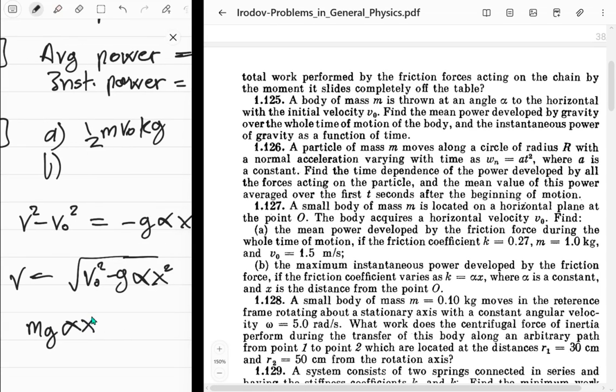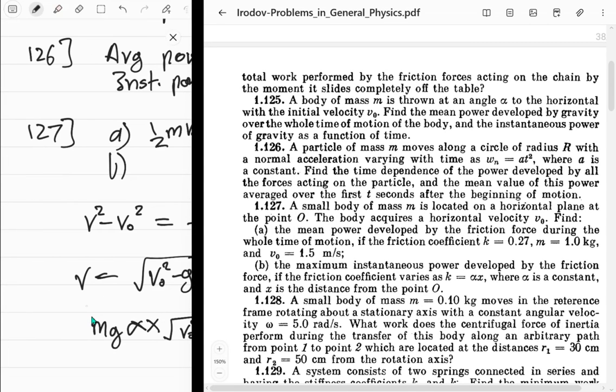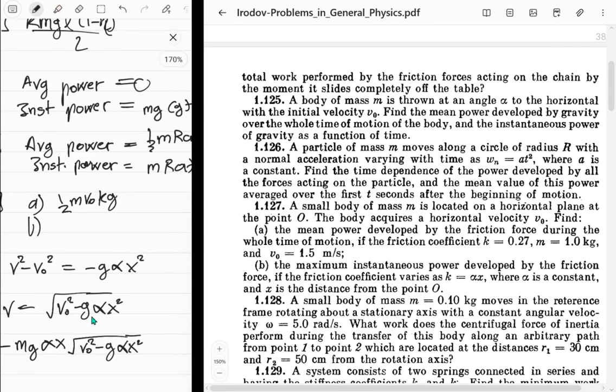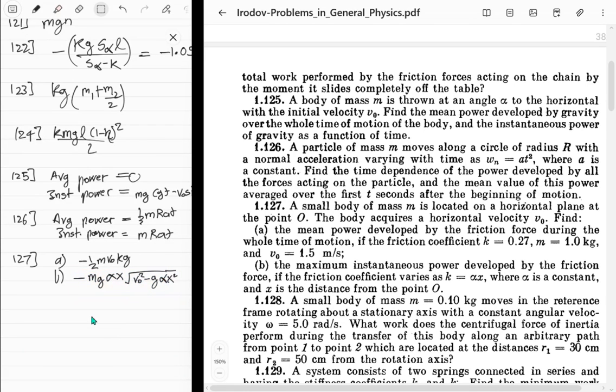So this times velocity, so this times square root of v naught squared minus g alpha x squared, but negative of all of that. That will be the thing. And this should also in fact be negative. And there we go. Got the thing as a function of x. Because that's how they were expecting this to be. Or do they want it as a function of time?